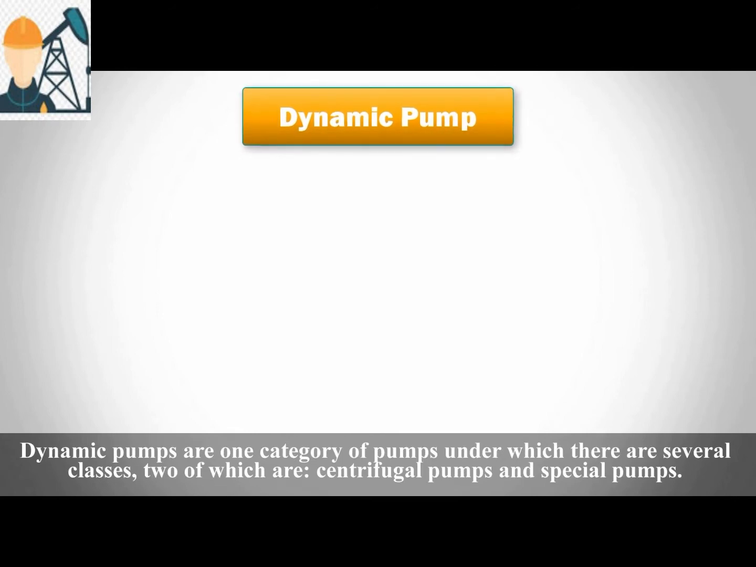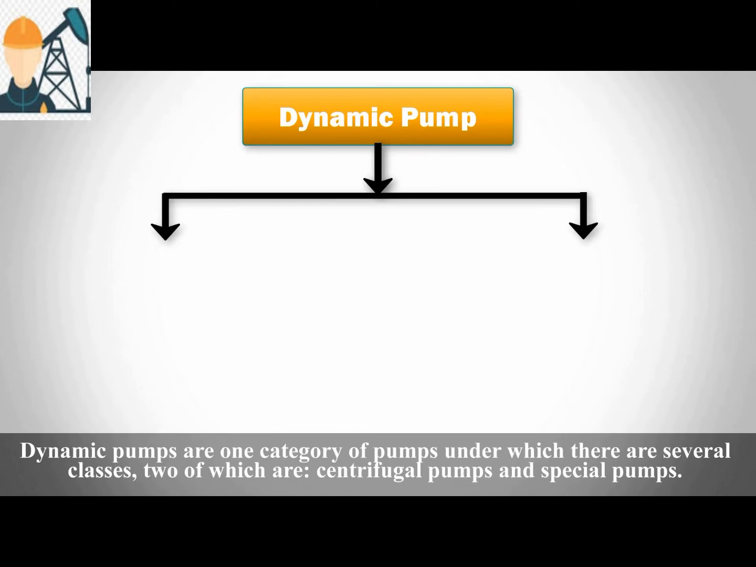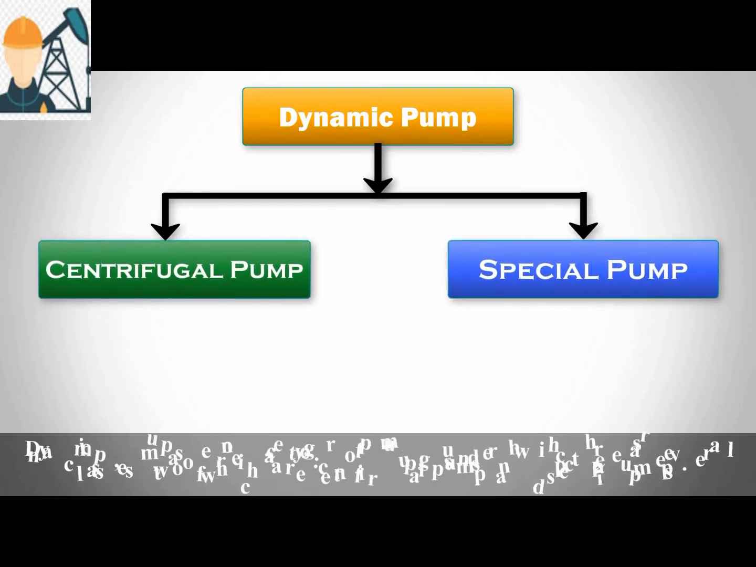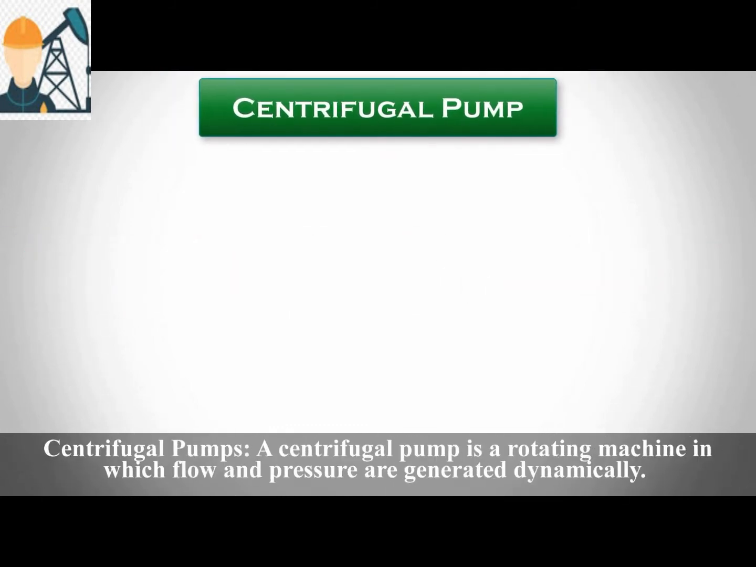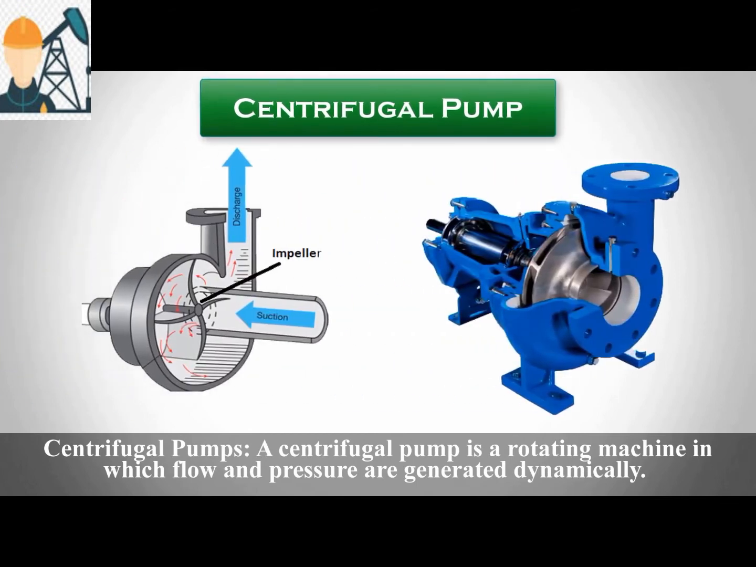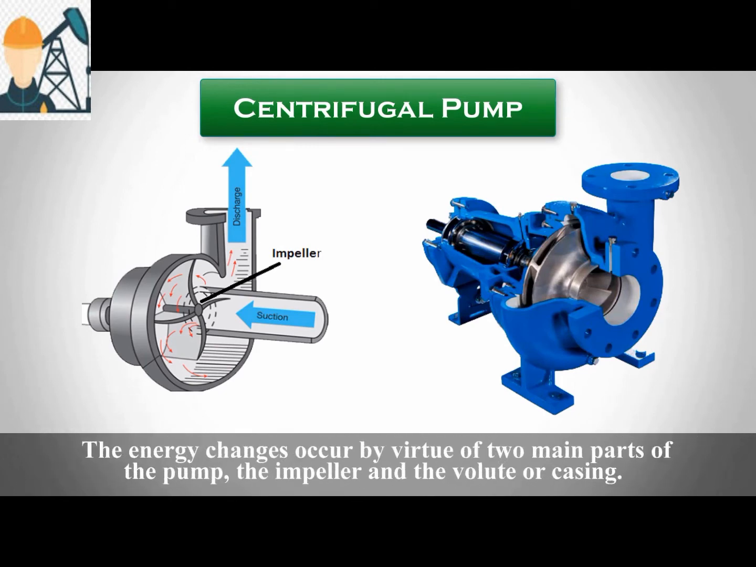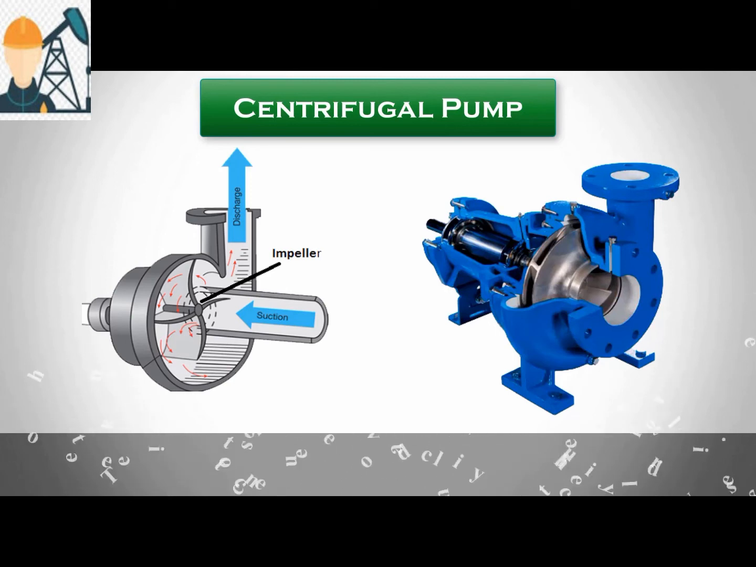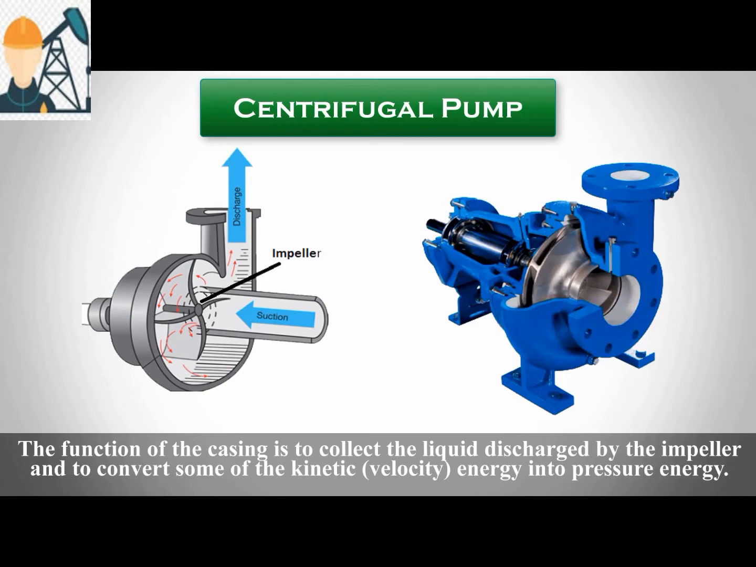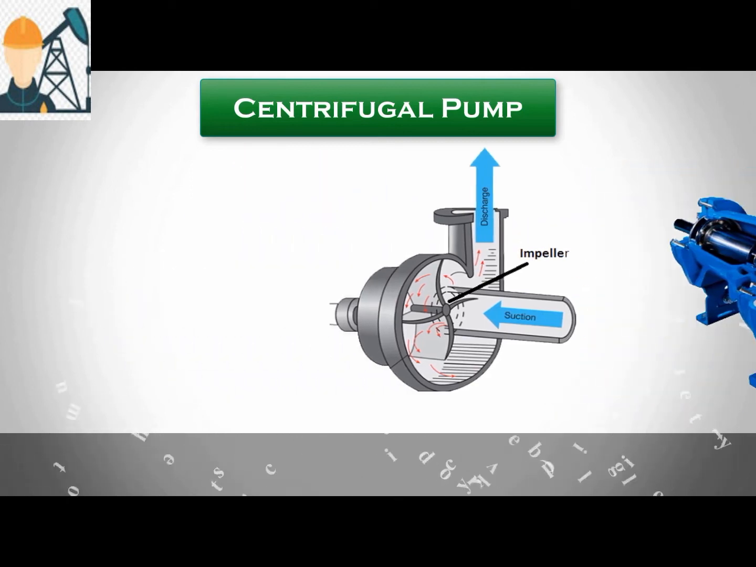Dynamic pumps are one category of pumps under which there are several classes, two of which are centrifugal pumps and special pumps. Centrifugal pumps. A centrifugal pump is a rotating machine in which flow and pressure are generated dynamically. The energy changes occur by virtue of two main parts of the pump: the impeller and the volute or casing. The function of the casing is to collect the liquid discharged by the impeller and to convert some of the kinetic energy into pressure energy.